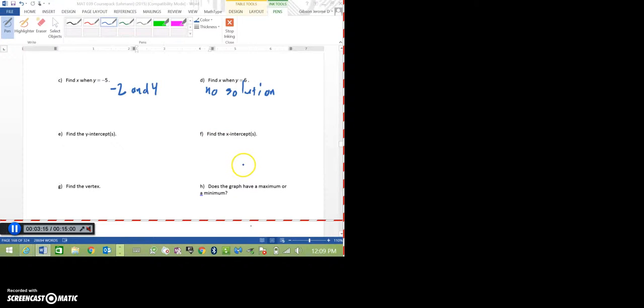Now we come here to E. It says find the y-intercept. Now we know the y-intercept is when x is 0. So we go here where x is 0. We go up here to y, and it's +3. So we will write the ordered pair as 0, 3.